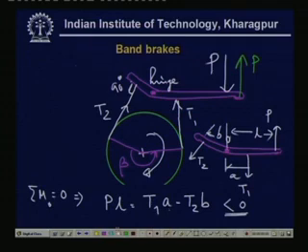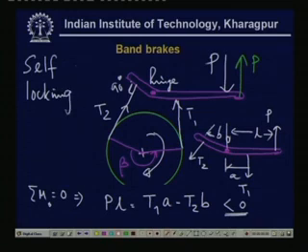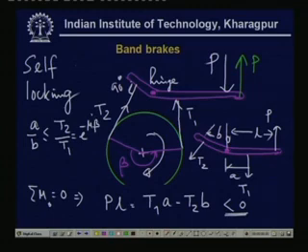So, this is self locking, and here the condition is that a by b is less than or equal to T 2 by T 1, and we know that this is nothing but e to the power minus beta mu b. So, therefore, if this condition is satisfied, then it gets self locked.